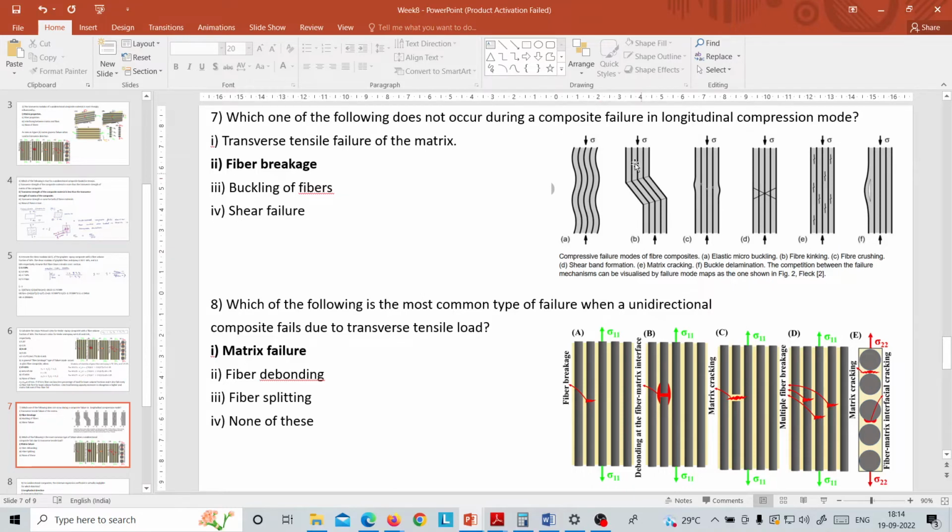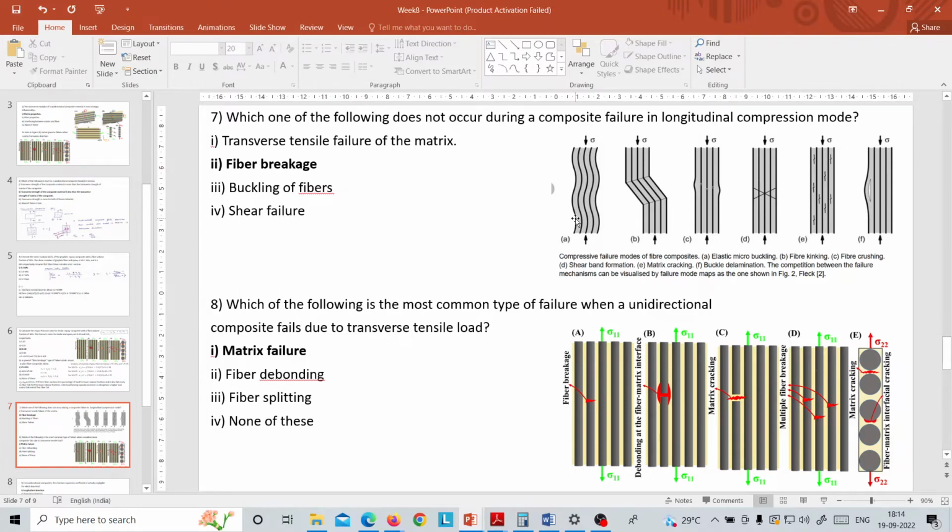In the second case, we can see there is some fiber kinking. That is, it's shifting from its position. In the third case, we can see the matrix-like fiber is crushing. In all these cases, the main observation would be that the matrix is getting displaced, after which the fiber is changing its shape in one form or the other. So in none of these cases do we see that the fiber is breaking.